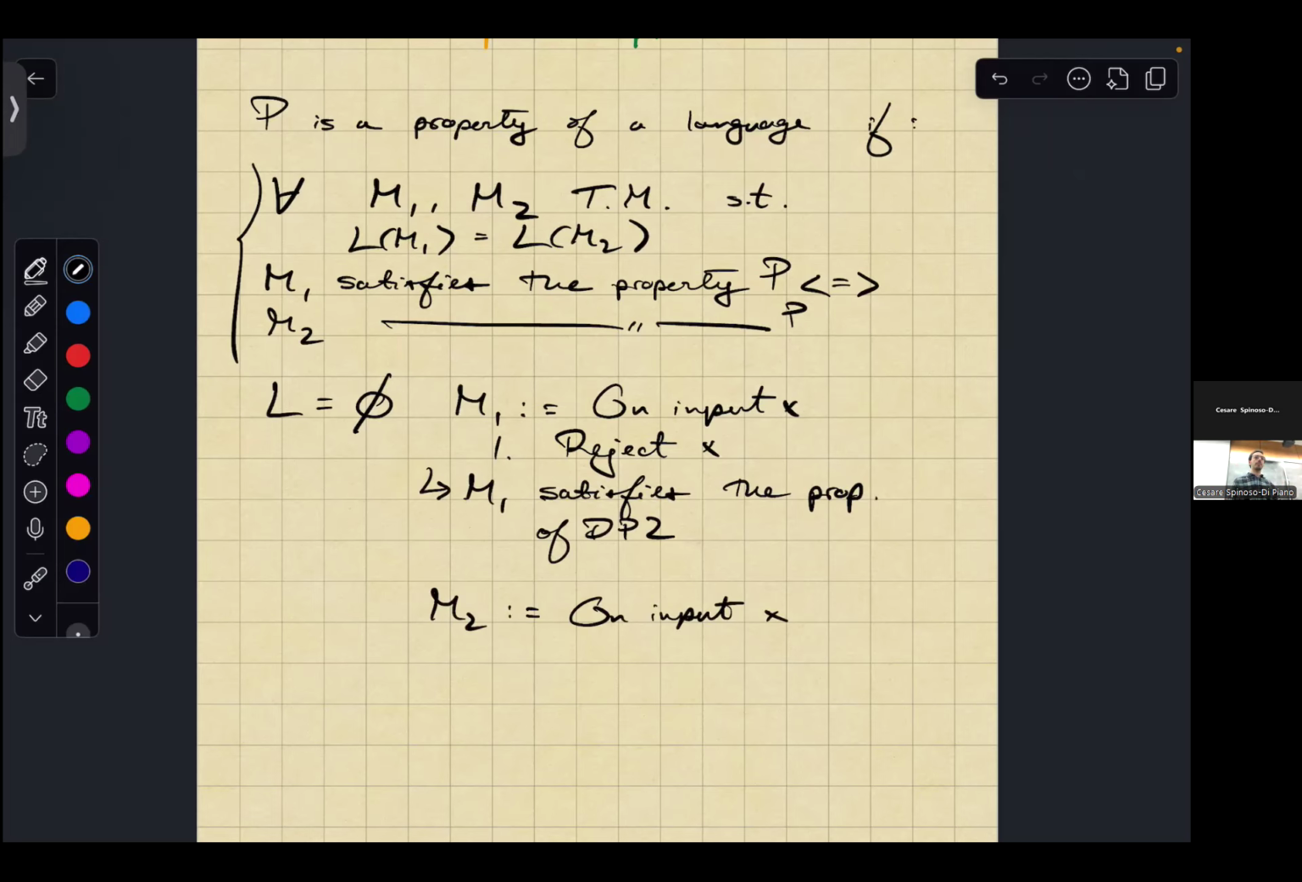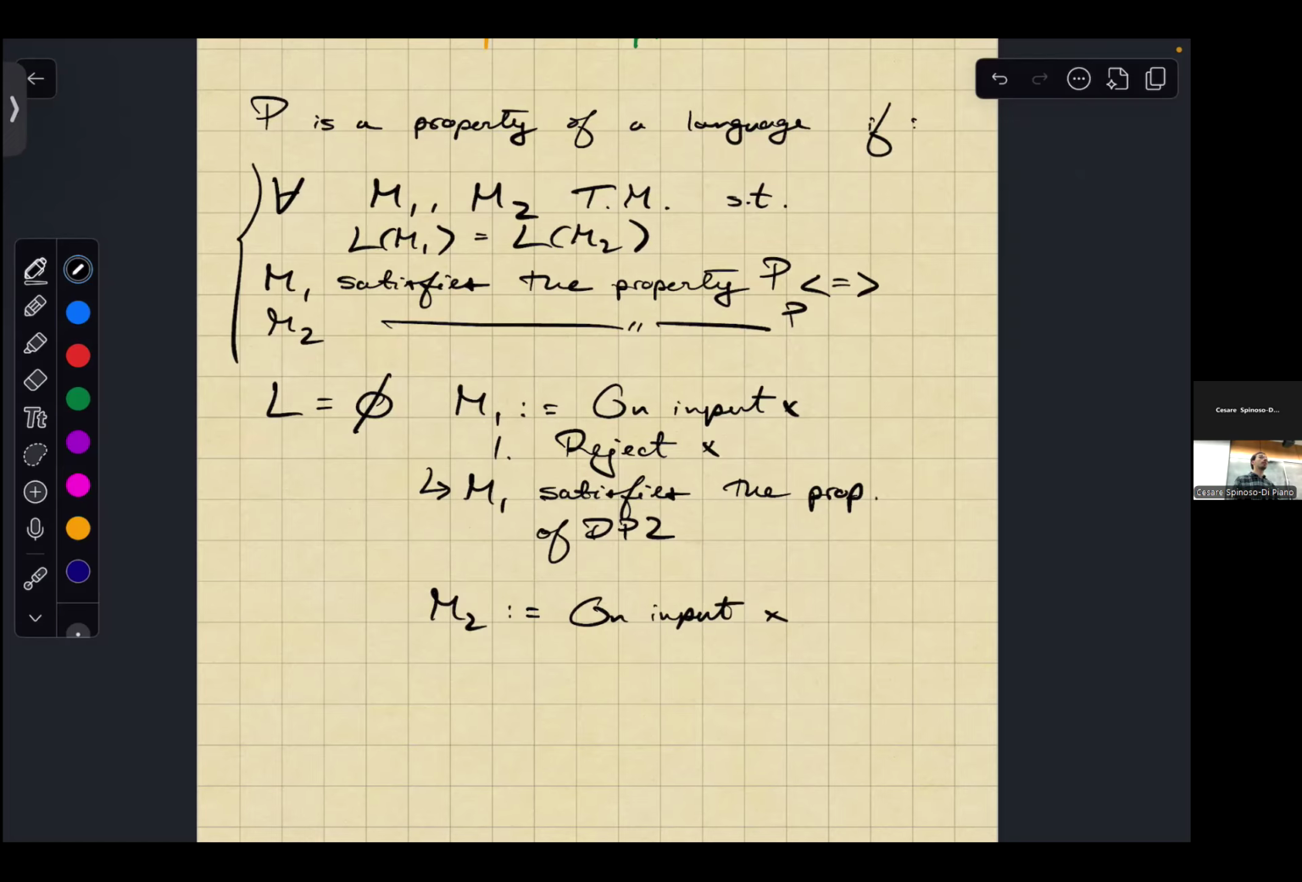So it should accept the empty language, but it should not satisfy the property. Remember, the property is that it halts on every input. So what is a Turing machine that does not halt on any input? Concretely, how would you write a piece of code that does not halt on anything?